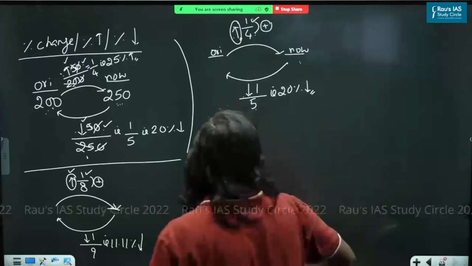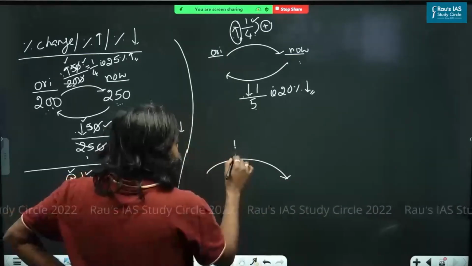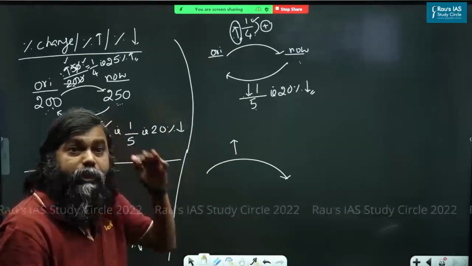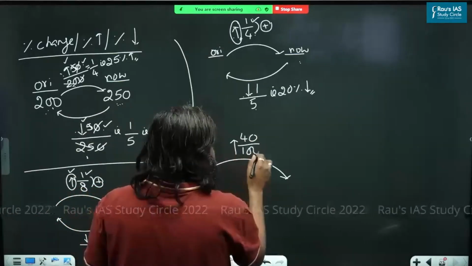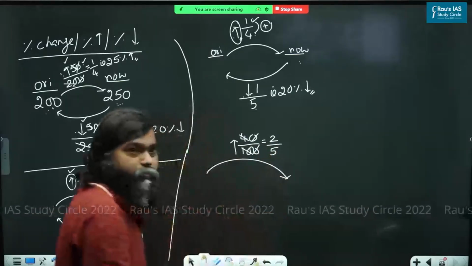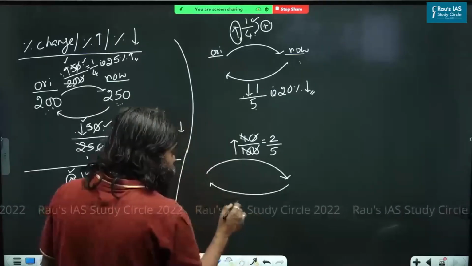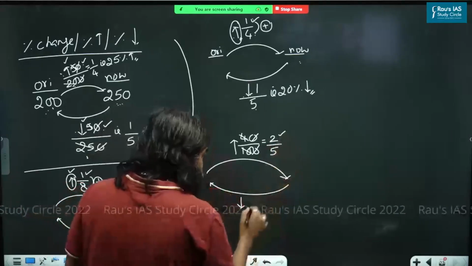So from here to here, it is increased by 40%. How can you write 40% as a fraction? 40 by 100. Further simplify, you will get 2 by 5. So from here to here increasing, so from here to here decreasing. Whatever the numerator, same numerator.